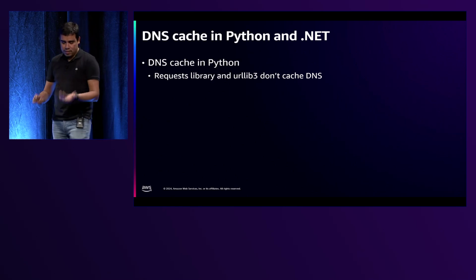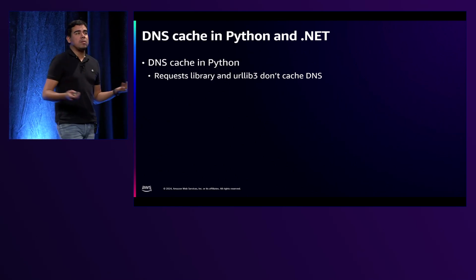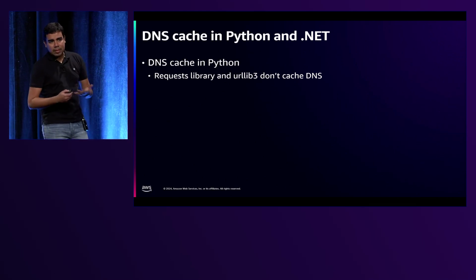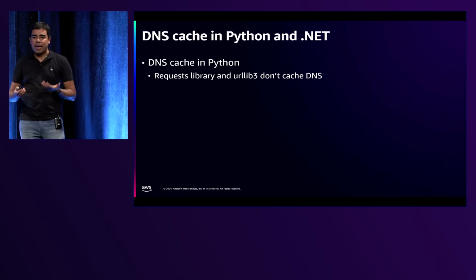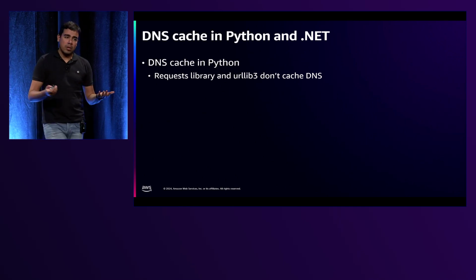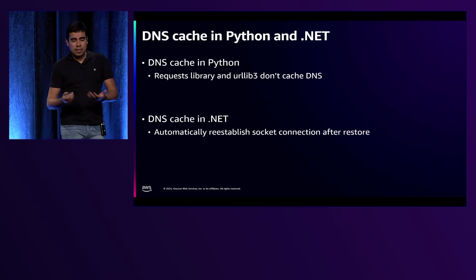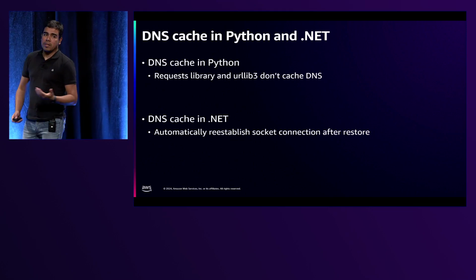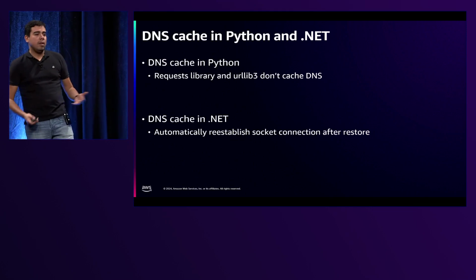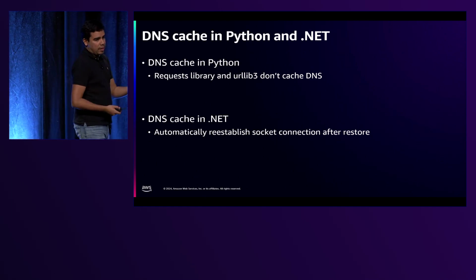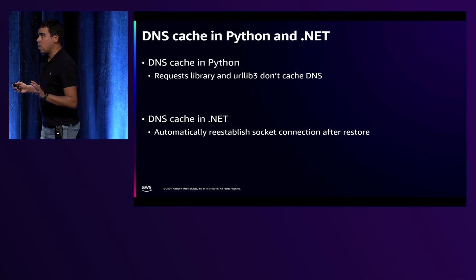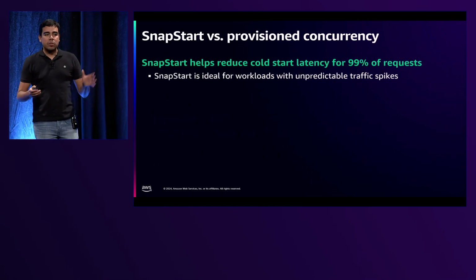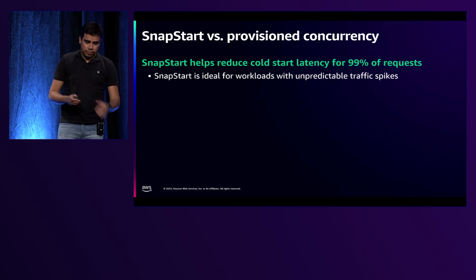Another thing I can say about DNS is to try to use modern libraries, like in Python, that don't cache DNS. You need to know that the library doesn't intentionally cache DNS. Otherwise, even if the runtime doesn't cache, you can have a problem with libraries. In .NET, it tries to automatically reestablish the socket connection, but again, you need to check if the library supports that. This is what I want to say about DNS. Even if the runtime doesn't have this problem, you need to take care of the libraries that you are using.